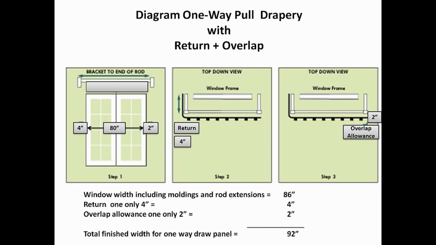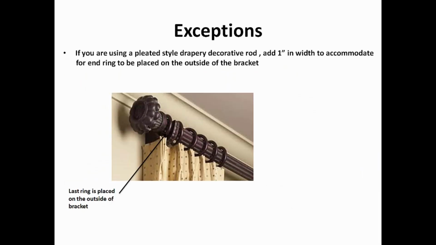and that's exactly the size that you would order from Carroll Fabrics. So just like with a pair of draperies, you're going to have certain exceptions that apply when you're doing one-way draws, and you'll see that these are very similar, but the difference is there's only one. So for example, if you're using a pleated style drapery on a decorator rod, you'll notice that that ring resides on the outside of the bracket. So in this case here, you'd add 1 inch width to accommodate for the end ring to be placed on that outside of the bracket.